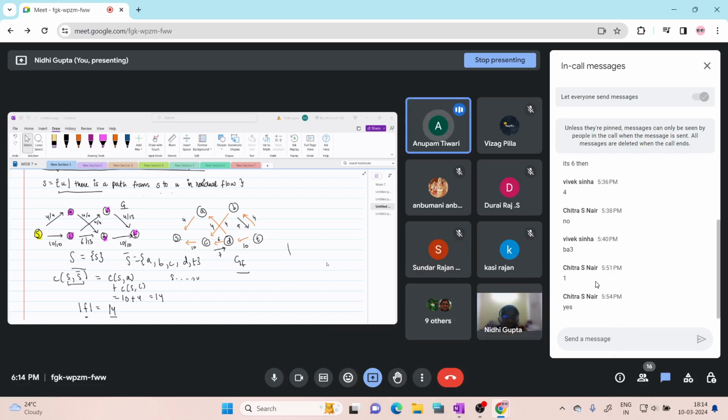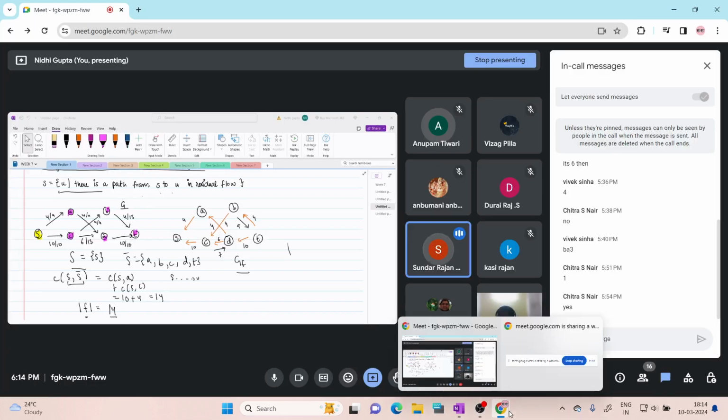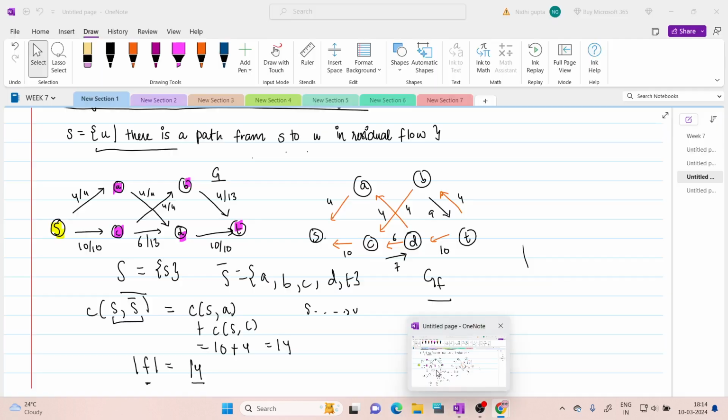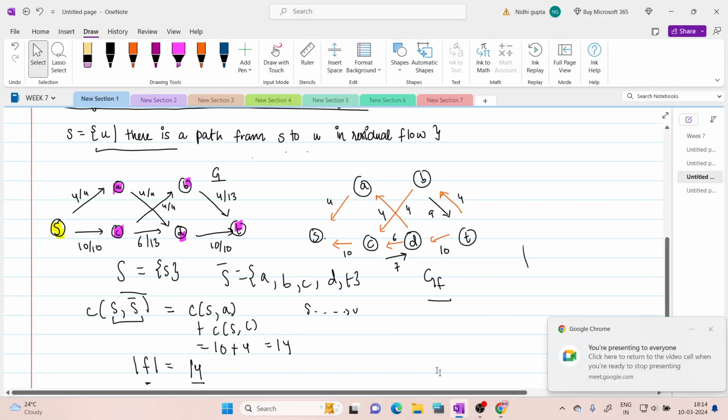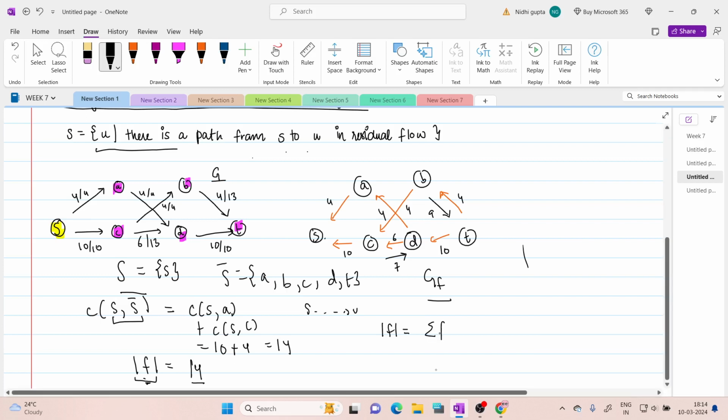Given a maximum flow, how do we find a minimum cut? In this example, the capacity of (X, X bar) is equal to 14. We have to see from the augmenting path whether the flow is from S to S bar or S bar to S. The value of flow is basically the flow going out of the source vertex.